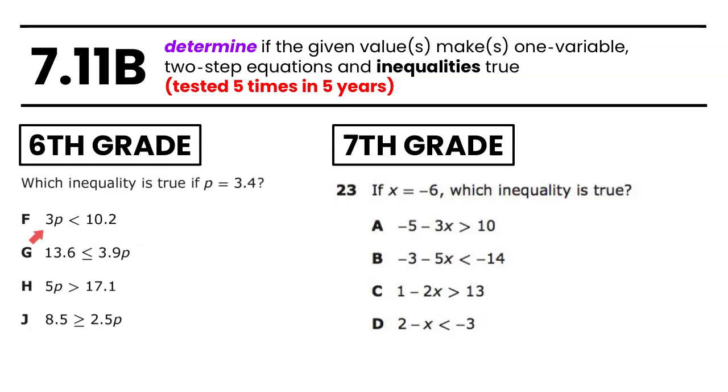In 6th grade, all of the inequalities were 1-step inequalities, and now in 7th grade, we're moving on up to 2-step inequalities. But the idea of the question is very similar. One thing that you'll notice in this 6th grade question, if you were to work it out, is that the answer is J. And the reason for that is because when you plug in 3.4 or substitute 3.4 in for P into J, what you end up getting is the following: 2.5 multiplied by 3.4. When you actually do the arithmetic, you end up with 8.5 is greater than or equal to 8.5.